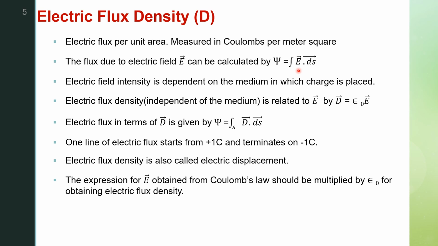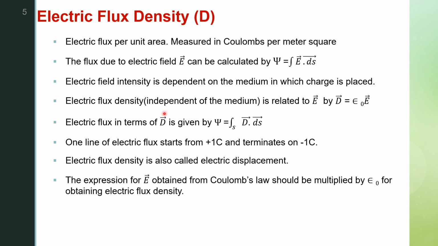The electric field intensity is dependent on the medium. I hope it is clear from the expression for electric field intensity, E is equal to 1 by 4 pi epsilon 0 times q by r square. So there we have the term epsilon 0. From that it is very clear that electric field intensity is dependent on the medium.